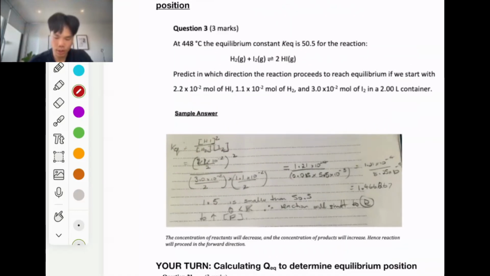So for any question where you get given concentrations, you should be able to calculate the Q value, compare it against K, and say whether you are positioned to the right, left, or at equilibrium. And are you going to shift right, left, or stay at equilibrium?